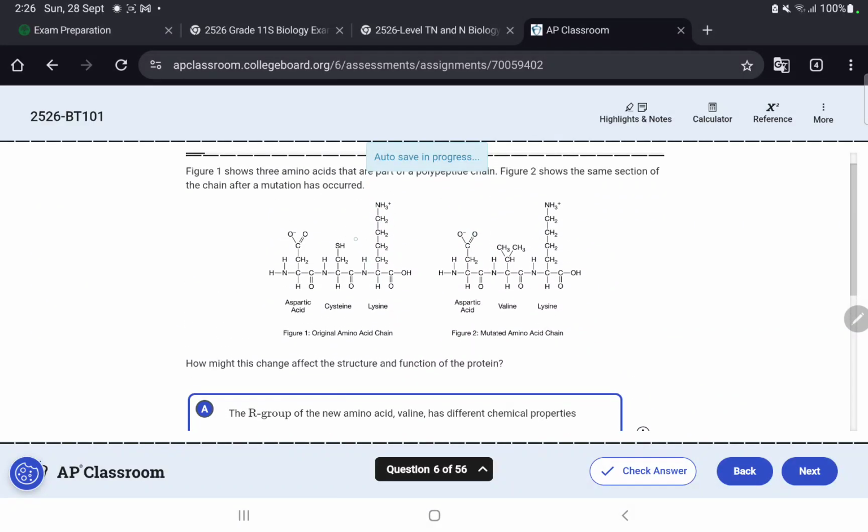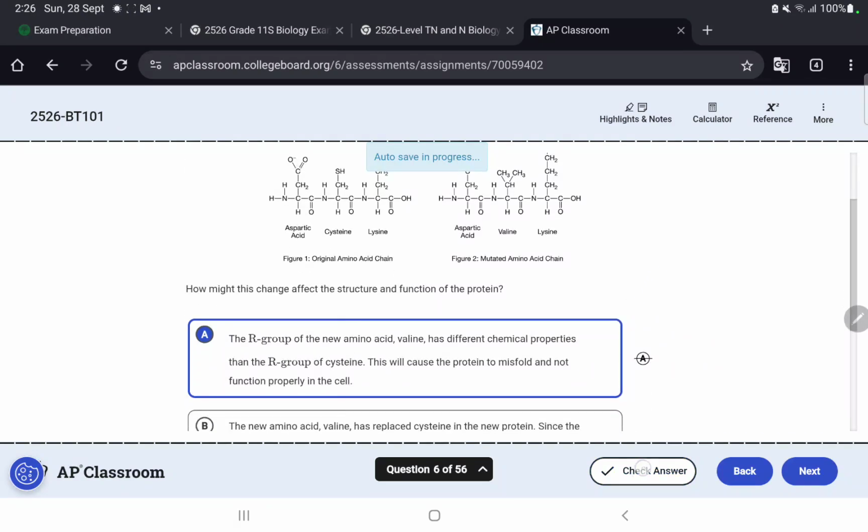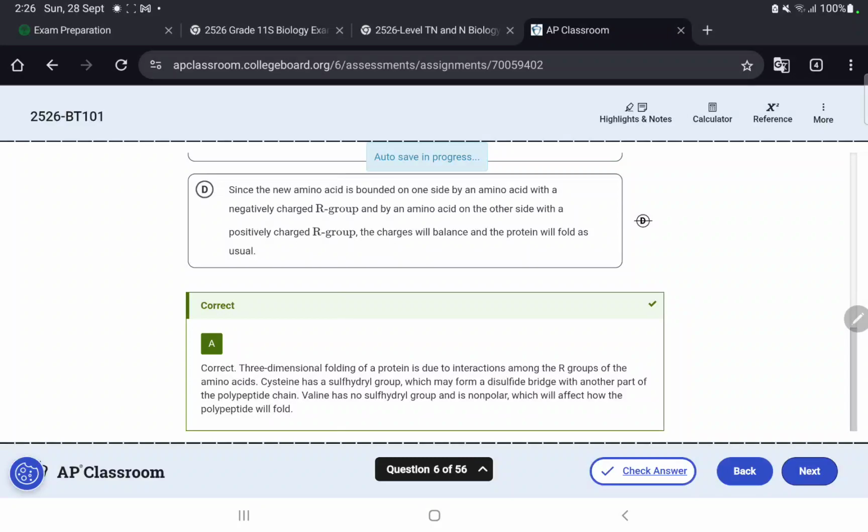So just like we said, when we change the R group, things get messed up and the protein can't function properly anymore. Okay, so this is the correct answer.